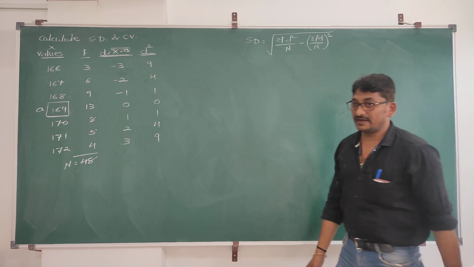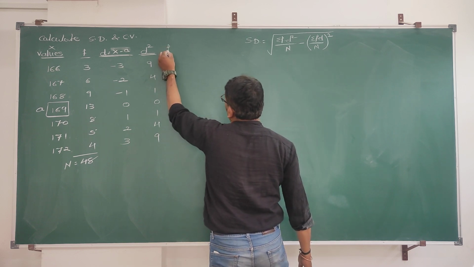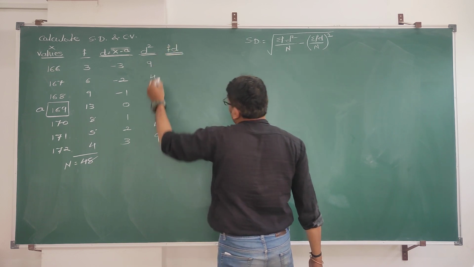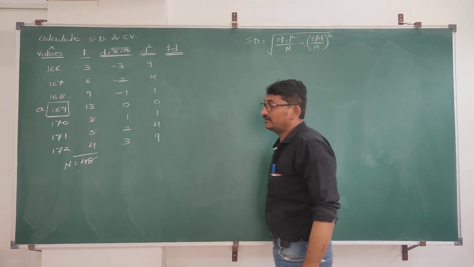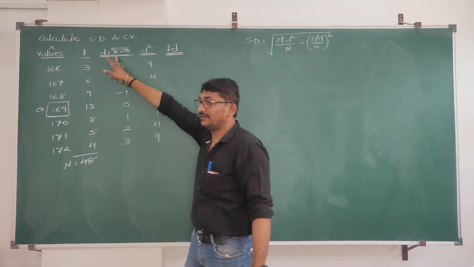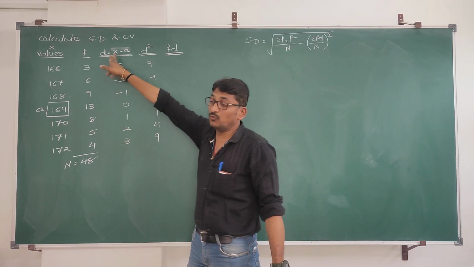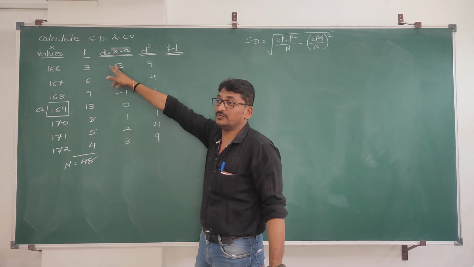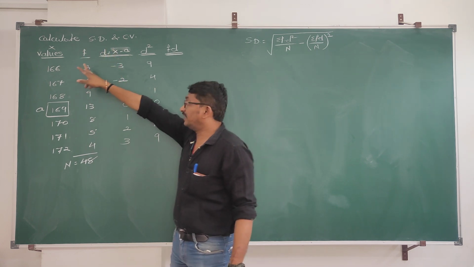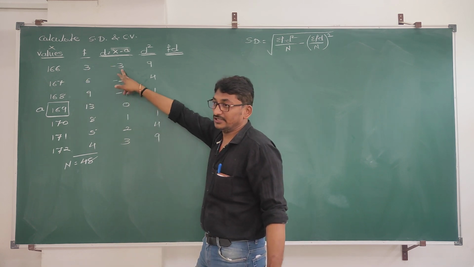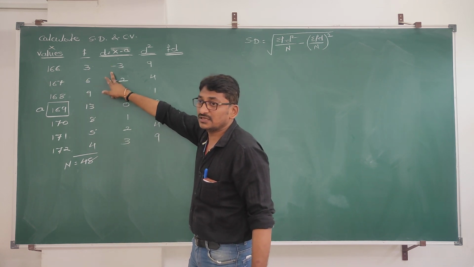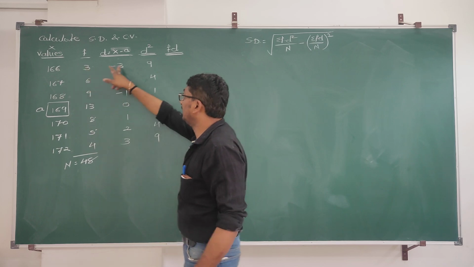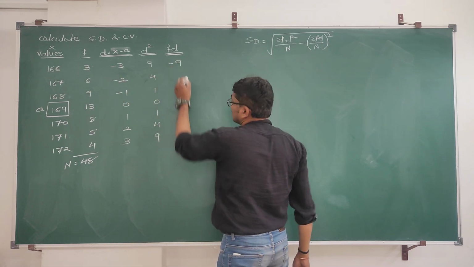Once you know d square values, now go for fd. fd is nothing but frequency values multiplied by d values. Most important column: frequency values multiplied by d values, because signs are there. Frequency is plus, but d value is minus. Plus minus becomes minus. Then multiply. 3 into 3, minus 9.